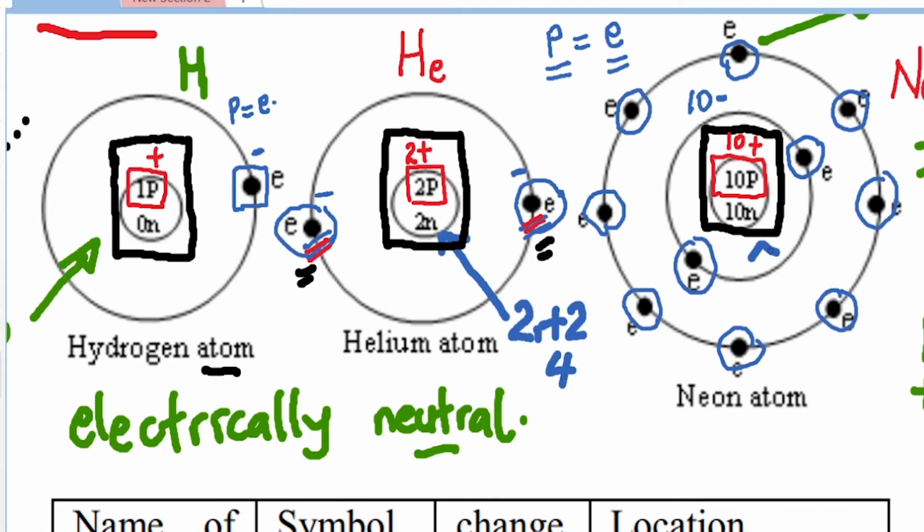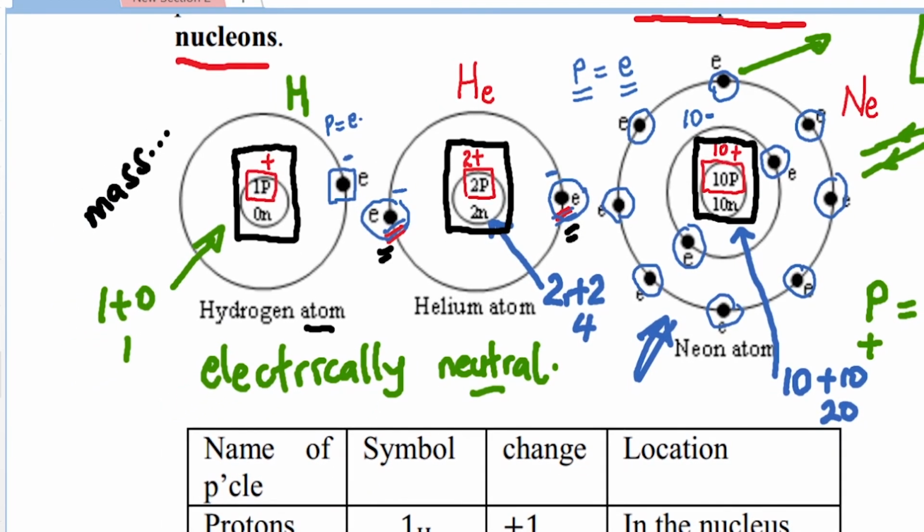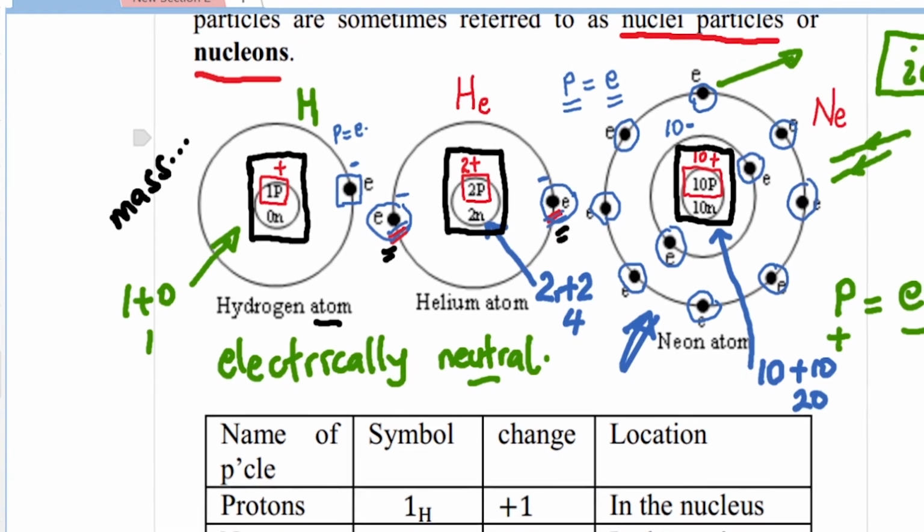Same thing here. We want to find the mass of this. There are 10 protons, so it's 10 positives, plus the neutrons, which do not have a charge. 10 plus 10, which is 20. So 20 is the mass number of neon. I hope we are together to that point. So in other words, these nucleons at the center are what determine the mass number of an atom.